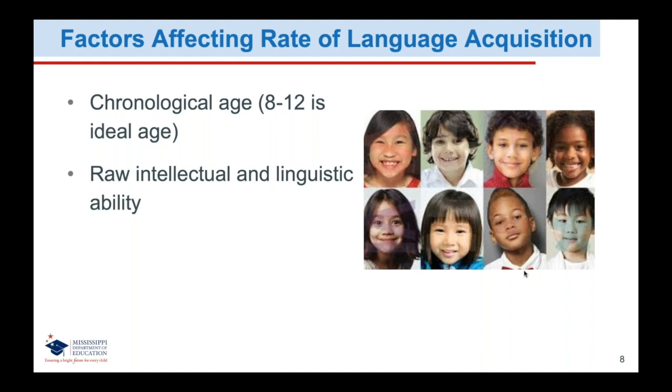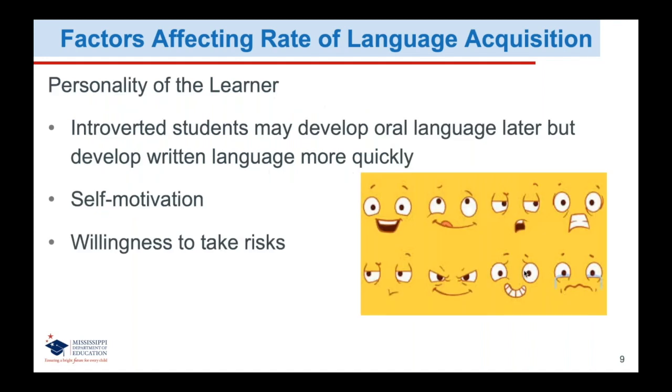So there are many factors that can affect that rate of second language acquisition. Chronological age is one of them. We think of 8 to 12 as that ideal age. They have a strong vocabulary and language base in their first language, so they're able to use that base to help them to learn a second language. And of course, their raw intellectual and linguistic abilities are also factors.